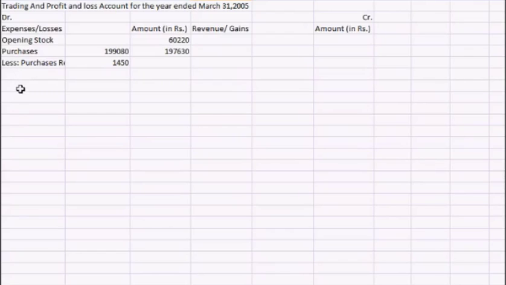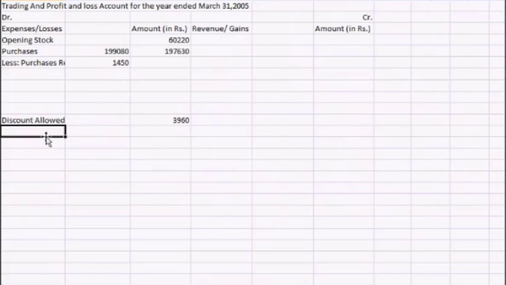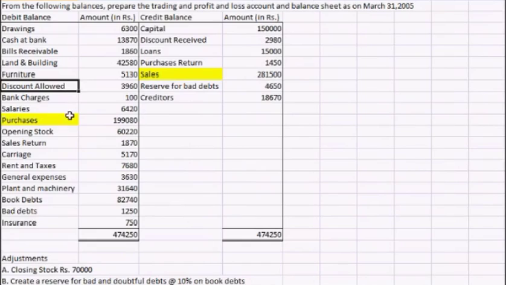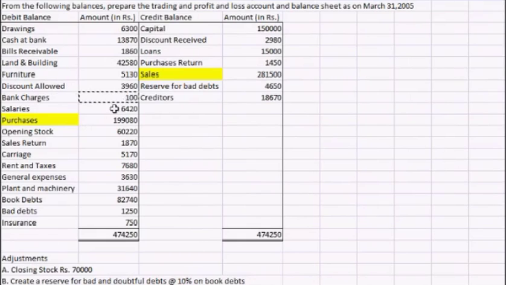So I'm leaving some space for calculation. After that, I'm starting from here. Discount allowed. Just taking the reference from trial balance. We have this amount. Okay. The next account we have here is bank charges. Again, this is an expense and it's an indirect expense, so we'll incorporate that in profit and loss account. Just take the amount from here.